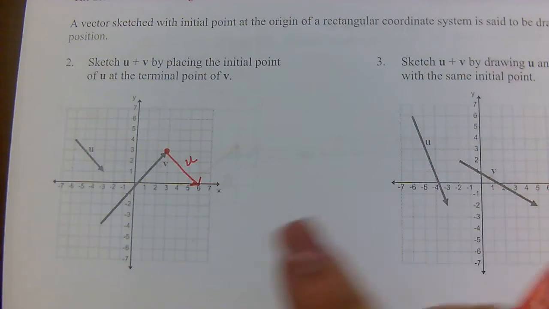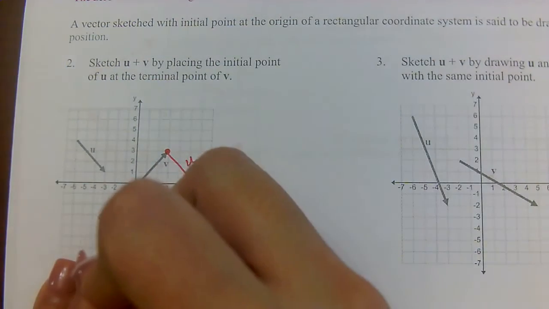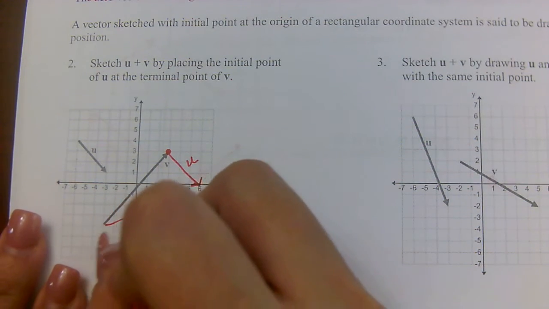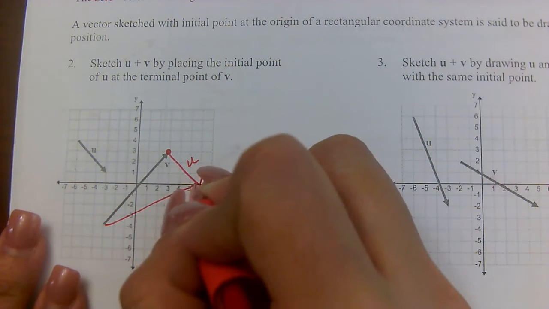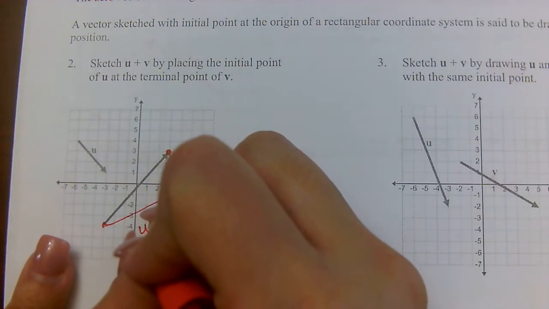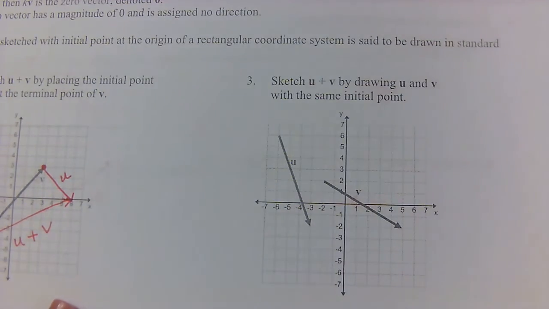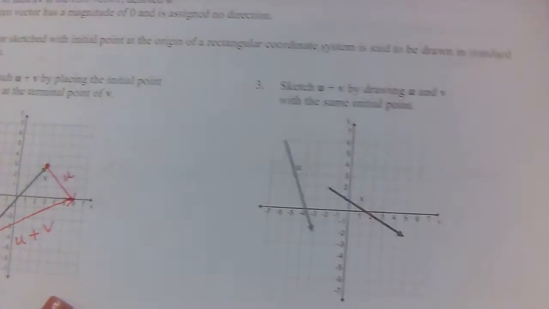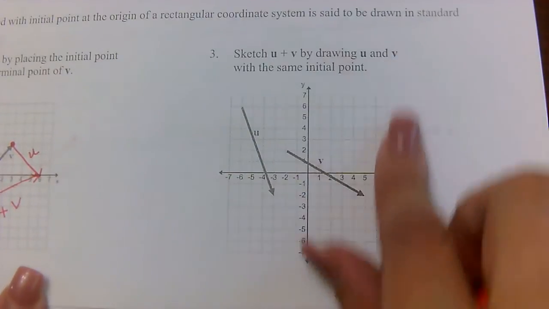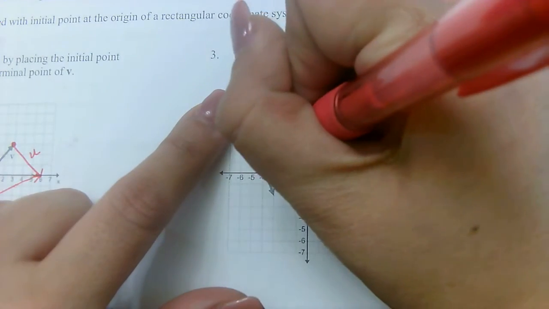Okay. Next thing I'm going to do is add them. I'm going to go from the tip to the tail. So from here straight to the tail. This part right here is going to be U plus V. Number 3, we're going to sketch U plus V by drawing U and V with the same initial points. So in this case, they're both going to have the exact same point.